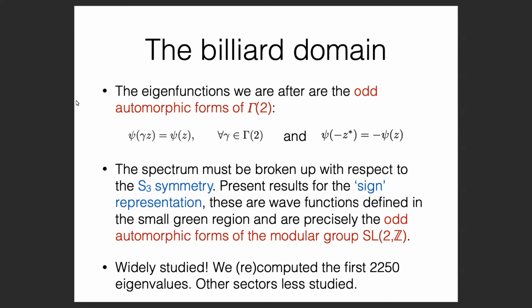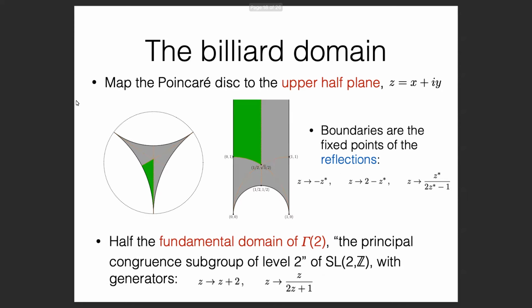This is a subdominant. So the eigenfunctions, the solutions of the Schrodinger equation, if you like, in this domain are precisely the odd automorphic forms of gamma 2, where the oddness has to do with 0 along, because it's half the domain.